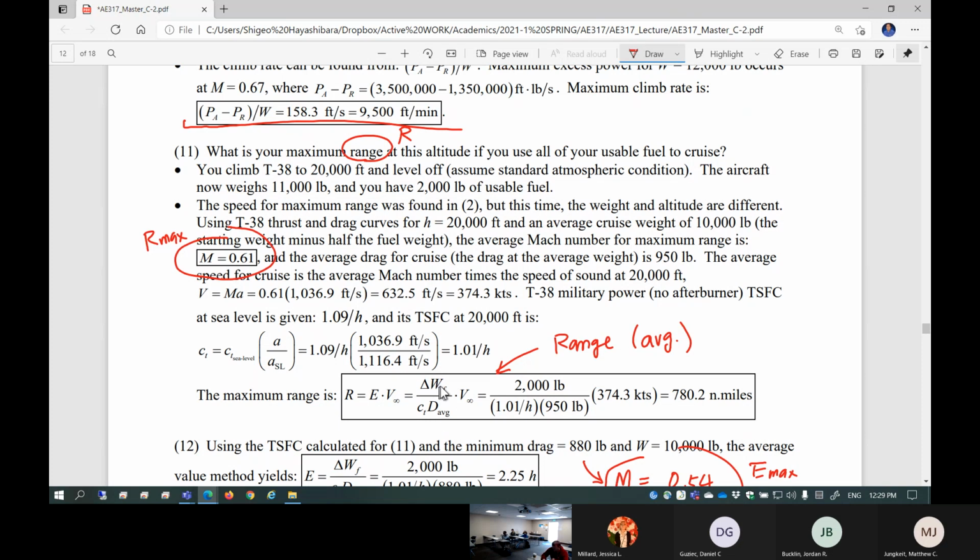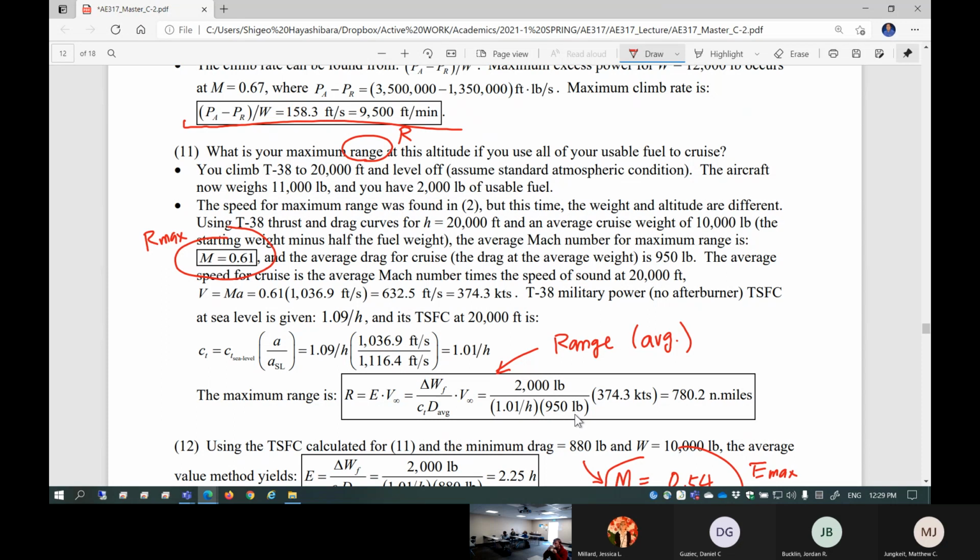This is delta WF. This is 2,000 pounds. In other words, this is the 2,000 pounds of fuel you're going to use up. Okay, so this is given. Velocity: you need to multiply the actual speed of sound times the Mach number of the range max condition to get the velocity. You can get that. This is the TSFC at the 20,000 feet. Yes, you can get that.